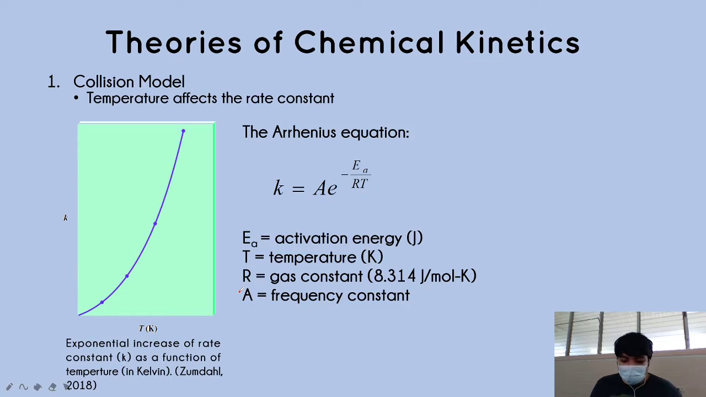In the ideal gas equation, the gas constant there is 0.0821, right? Liter atmosphere per mole Kelvin. Now, in the Arrhenius equation, the value of the gas constant will be 8.314 joule per mole Kelvin, since we're now dealing with energies here. And your A will be the frequency factor, which is unique for every reaction, just like your activation energy.